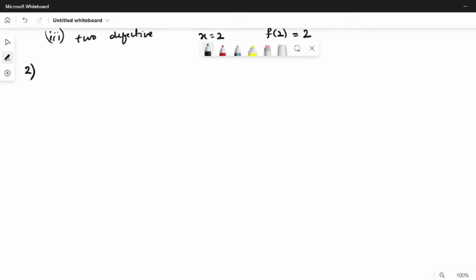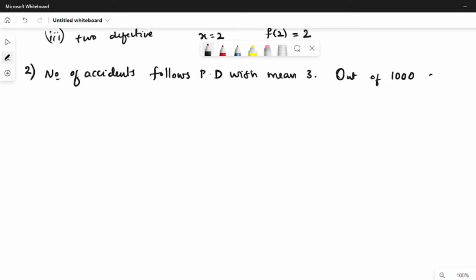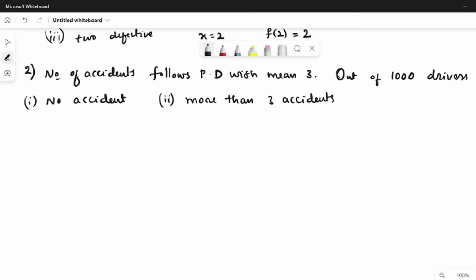The number of accidents in a year to taxi drivers in a city follows Poisson distribution with mean 3. Out of 1000 taxi drivers, find the number of drivers with no accident. Second one, more than 3 accidents in a year. Okay, solution.